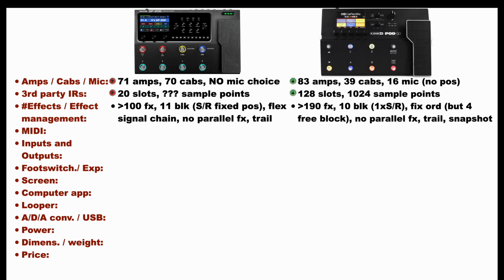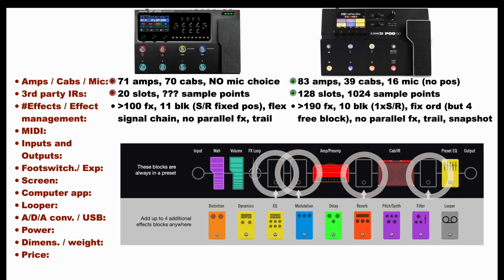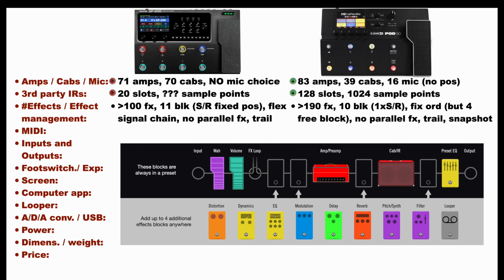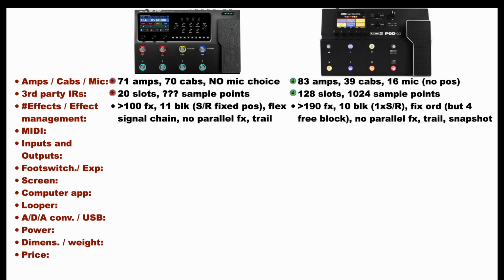In the PodGo we have more than 190 effects arranged in 10 blocks, amp and cab included, and with one block dedicated to the send and return of the external effects. And furthermore, we can use 4 blocks of the PodGo to assign whatever effect we want, but the order is fixed. Furthermore, the PodGo offers the snapshot function to be used to change presets seamlessly, that is not available in the Valeton. Both the units manage the trails of the time effects.